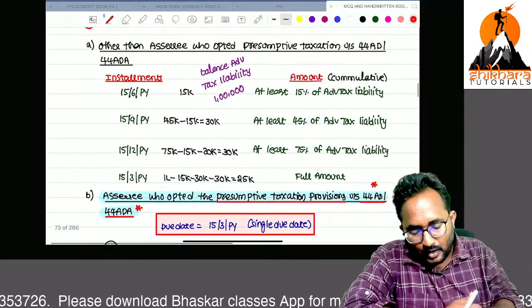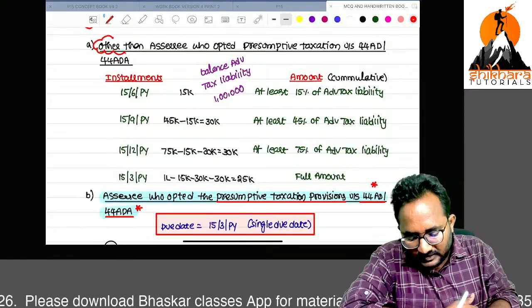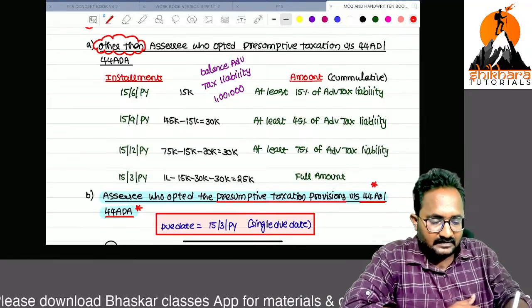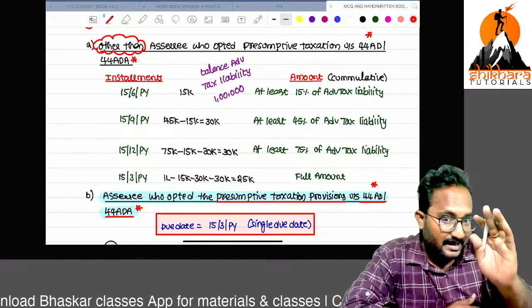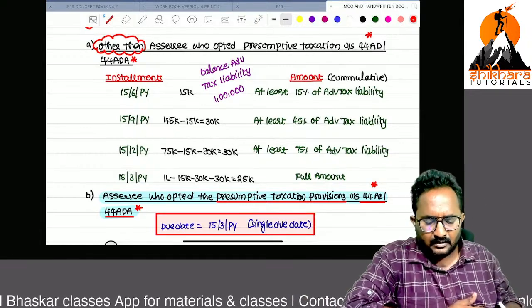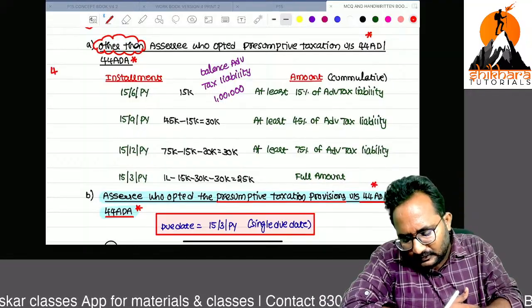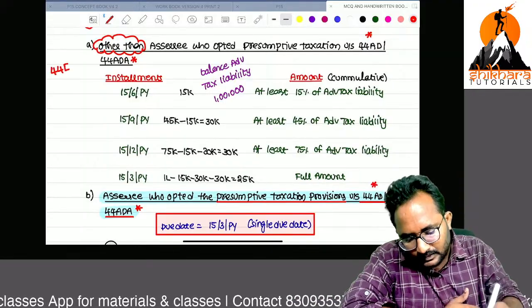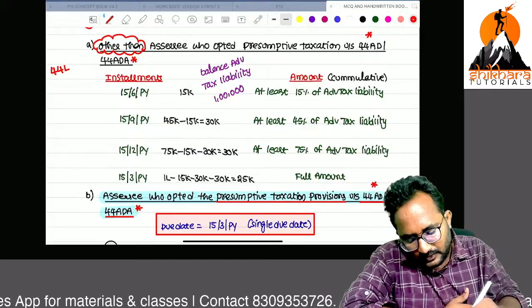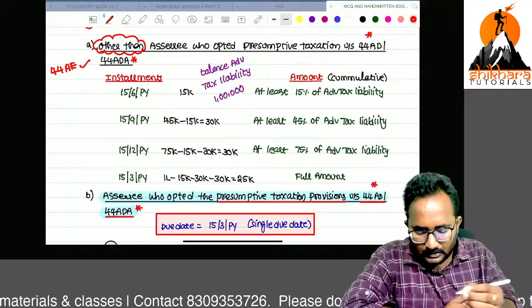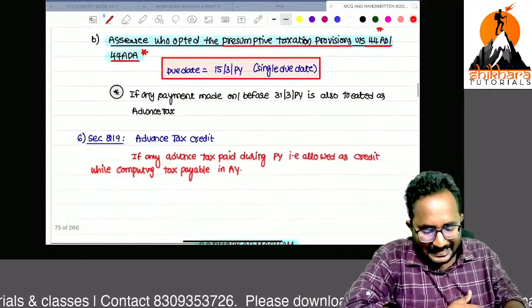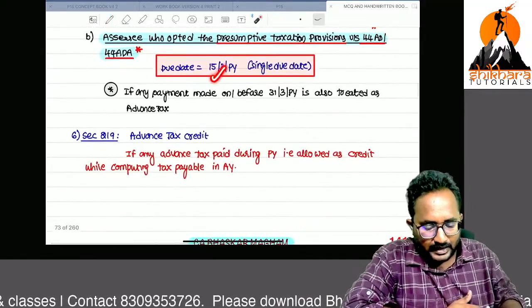Sir, I am not following the presumptive taxation provisions. Yes, that is under 44AD or 44ADA. Okay, if you followed 44AE also, the same due dates are available. For 44AD and 44ADA, the assessee has a single due date.